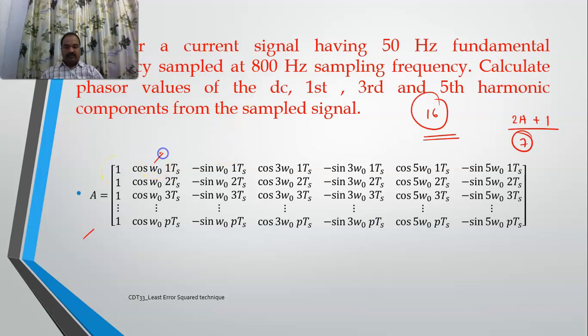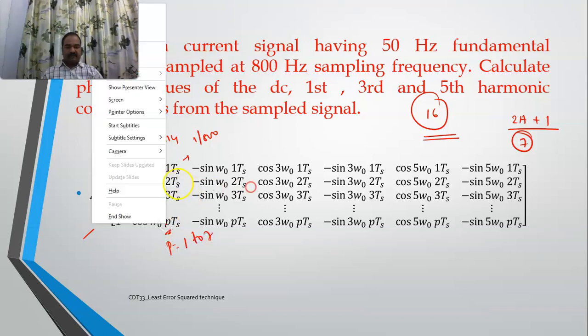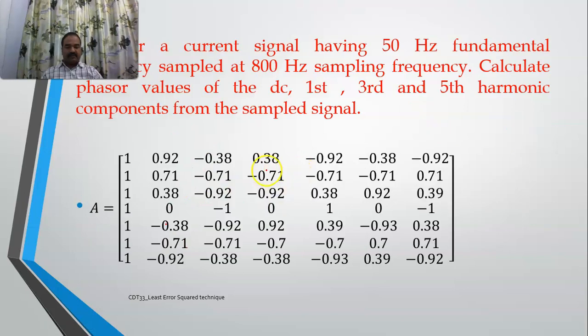I have substituted omega is equal to 314 and Ts is 1 by 800, and this P I am taking up to 7, so 1, 2, 3, 4, 5, 6, 7. I am substituting these values of omega naught, Ts and P. So this is my A matrix, a 7 by 7 matrix. I have taken a minimum of only 7 samples and calculated it on the computer.